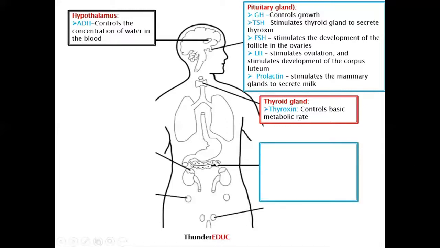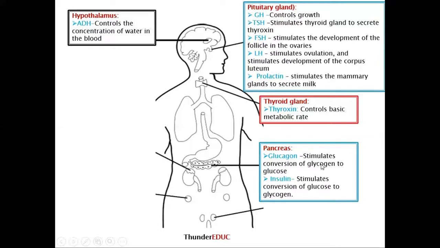Another one is the pancreas. The pancreas produces two hormones. The first one is glucagon, the second one is insulin. Glucagon is very important in the conversion of glycogen to glucose. Take an example. You are supposed to eat every day at 1 o'clock, but you reach 1 o'clock and there is no food. You become hungry. Obviously, you feel that the stomach has no food. The body wants food.